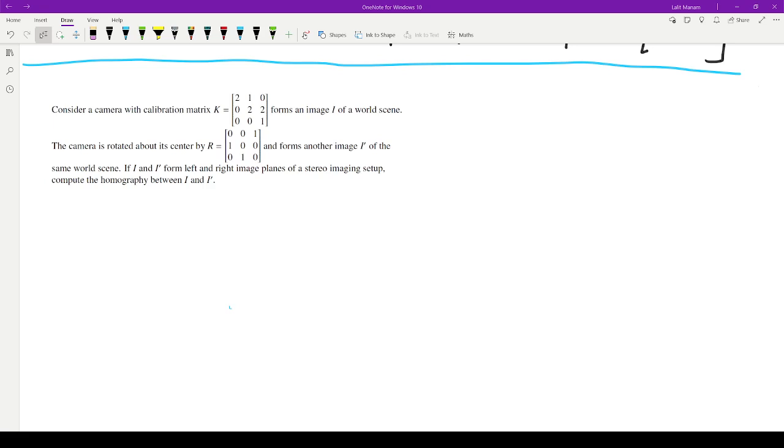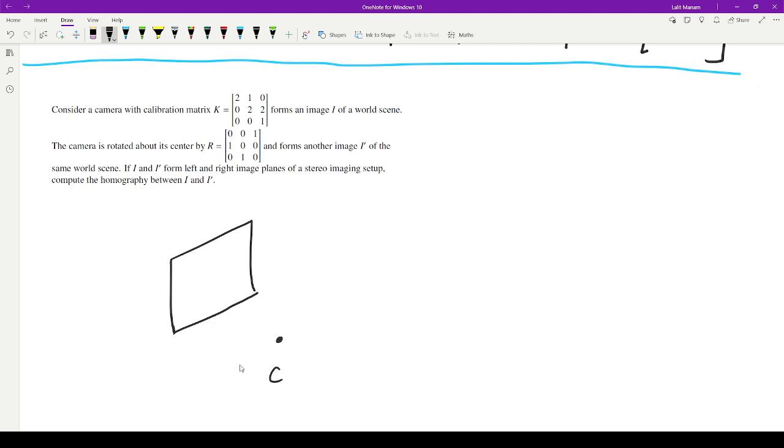The first thing is, does everyone agree that it will create a homography? Yes, sir. How can you say that? If you agree, then you should have a reason for that. The first camera will have a camera calibration matrix, and it is rotated, and both cameras have the same calibration matrix. Since it is rotated, there will be a homography.